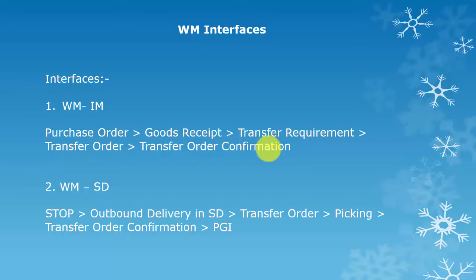Another integration is WM with sales and distribution. We have a stock transfer order or the sales order first, then we create the outbound delivery, and after creating the outbound delivery we have a transfer order. After the transfer order we do the picking and the transfer order confirmation, and only then the PGI is done. This is the integration between WM and SD. We will see all these processes in detail in my new lectures.